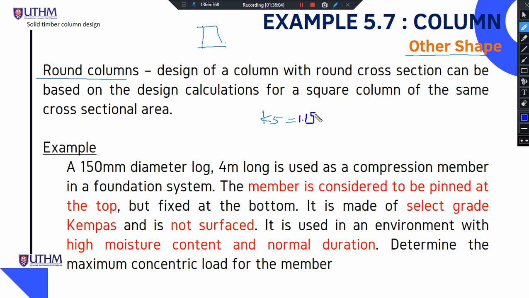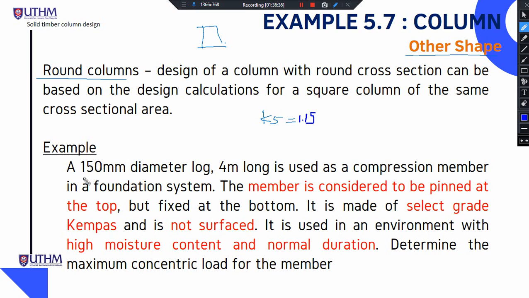If you check the compression axial load only, the equation is K1 multiplied with K2 and also K8, so there is no need to multiply with K5. But if you check the bending capacity, you need to multiply K1, K2, K8 with the form factor K5 and also the depth factor K6.